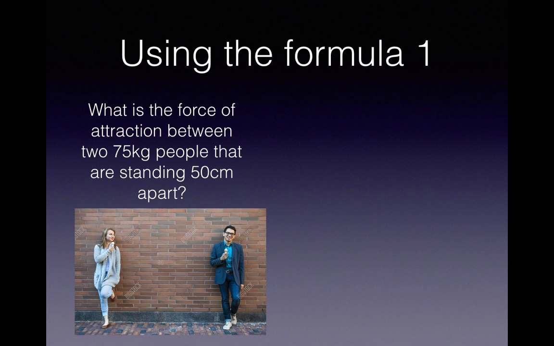So, what is the force of attraction between 2 75 kilogram people that are standing 50 centimeters apart? So the first thing we always do here is write down the variables. My masses are 75 kg, so m1 is 75, m2 is 75. The distance is 0.5, so my r in meters is 0.5. Now you should remember that your marks on the Leaving Cert are for writing down a formula, making a substitution, and getting an answer.